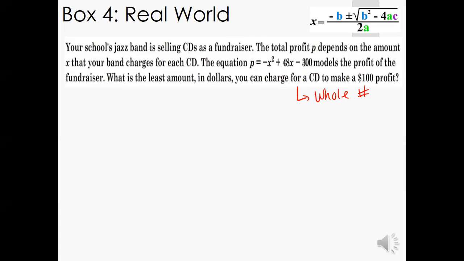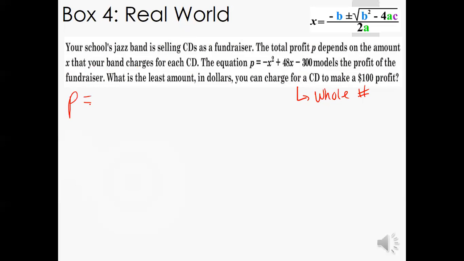All right, your school's jazz band is selling CDs as a fundraiser. The total profit P depends on the amount X that your band charges for each CD. The equation P equals negative X squared plus 48X minus 300 models the profit of the fundraiser. What is the least amount in dollars you can charge for a CD to make $100 profit?